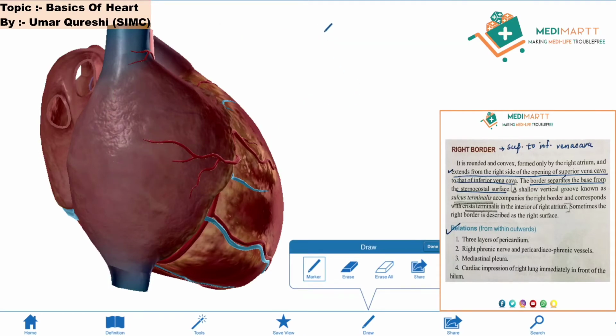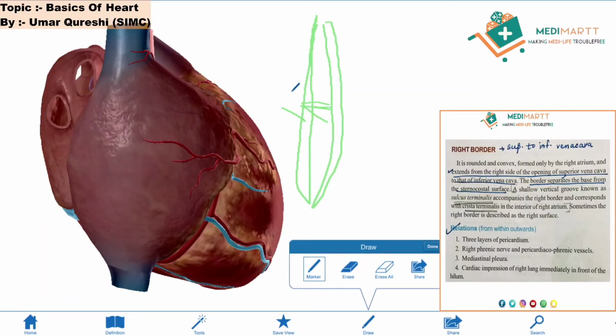Meaning the sulcus terminalis is like this. When you open the right atrium, you will see a crista terminalis, a similar type of groove corresponding in the same direction and the same position, just opposite, but the sulcus terminalis is in the external feature and the crista terminalis is in the internal feature. So that's the point, understand this thing, this is very important.